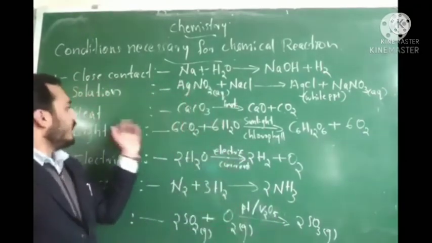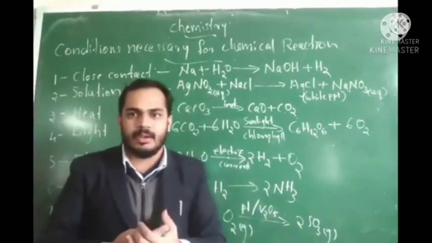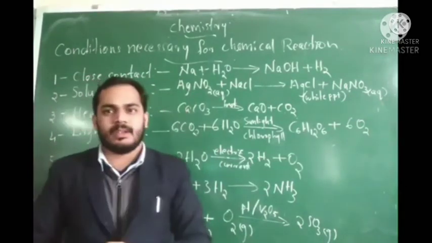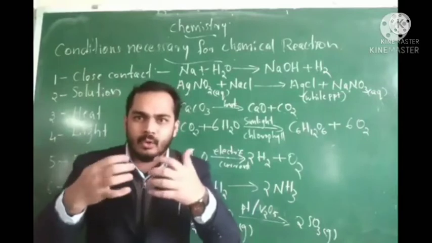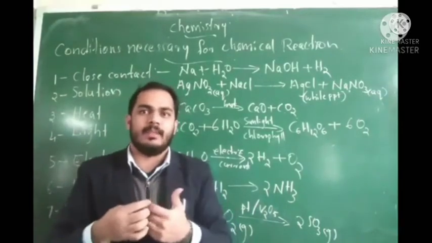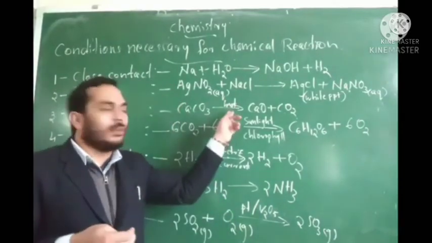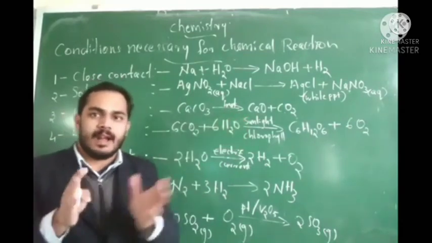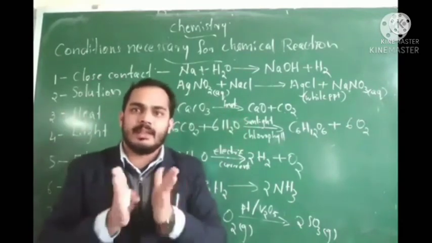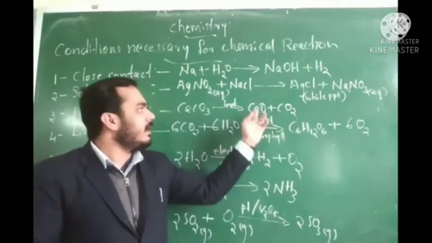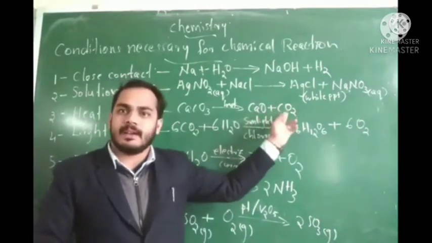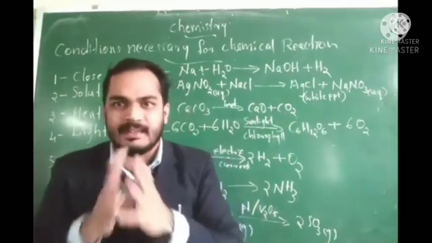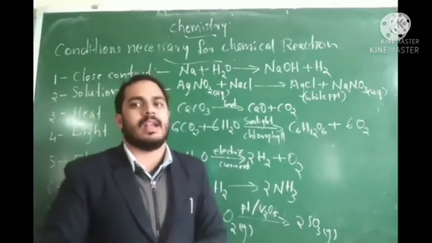And third one, heat. That means calcium carbonate breaking into a simpler form needs huge heat energy. Only with the help of heat energy does calcium carbonate break into its simple forms, calcium oxide and carbon dioxide. So heat energy is very necessary for the chemical reaction.